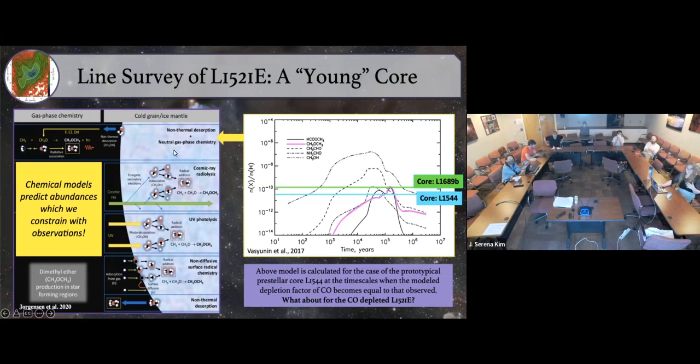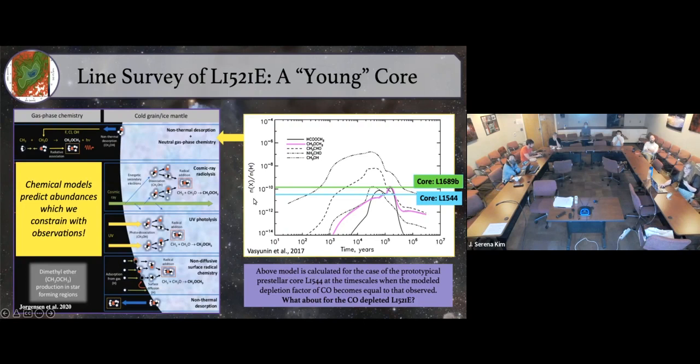I'll focus on this desorption chemical model. It's basically chemical reactive desorption. You have radical type molecules forming on the grains. Those get desorbed out, and then those radicals react in the gas phase to form more complex organics. And this is specifically for dimethyl ether, which I'm focusing on here.